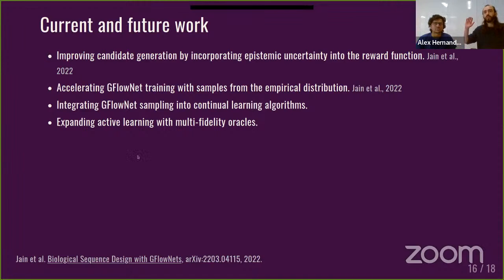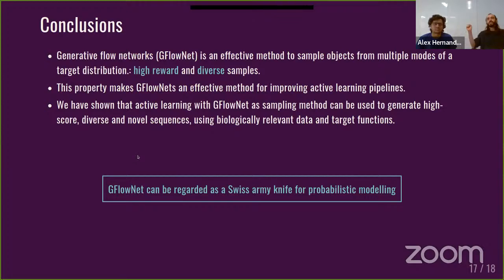And finally, to conclude the whole presentation, we have talked about GFlowNet, which is an effective method to sample objects from multiple modes of a reward distribution. This gives us the property of sampling both high reward and diverse samples. This makes GFlowNet a very suitable method for active learning pipelines.